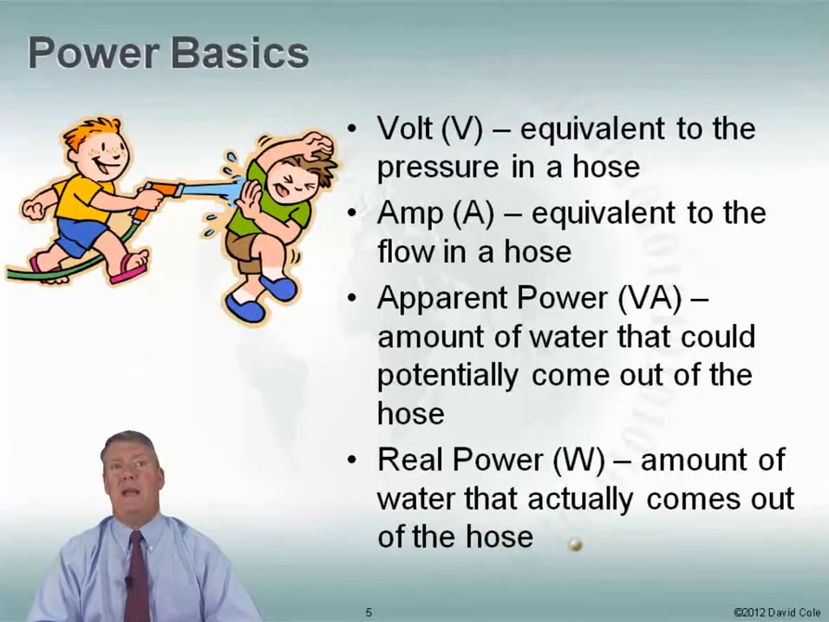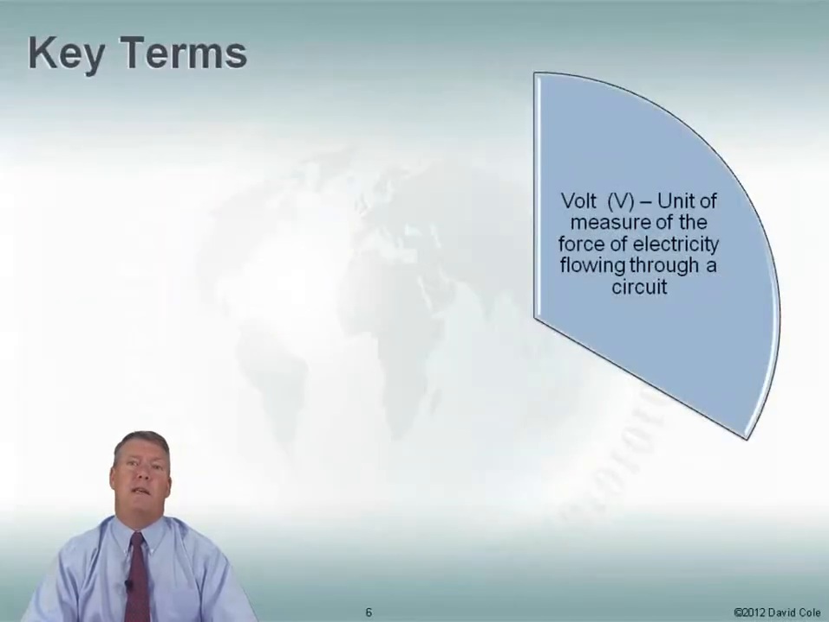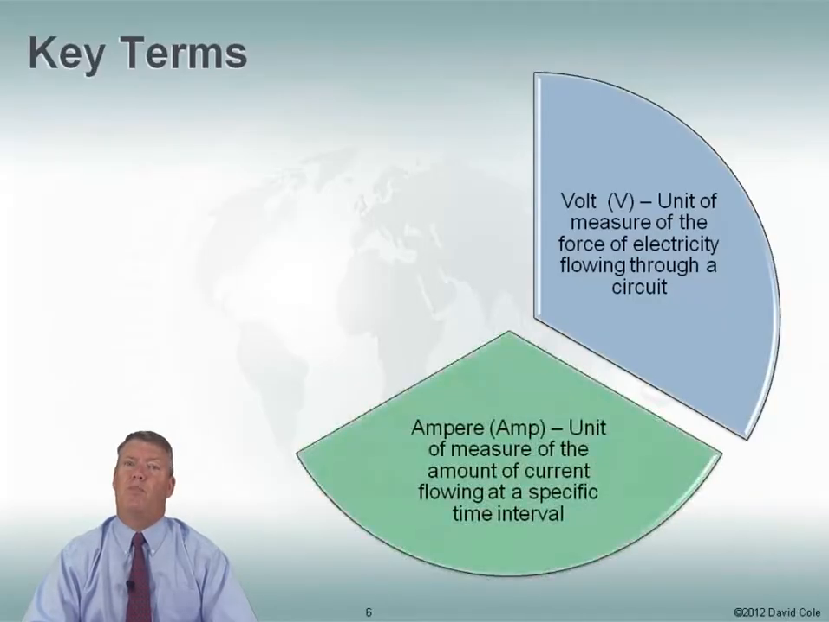But I might be impeding that by putting a crank in the hose or something like that. So we can apply these same basics to electricity. So a volt is my force of electricity that's flowing through the circuit. Think about our hose example. That's our pressure, right? Same thing with electricity. It's the force of the electricity that's flowing through a circuit.